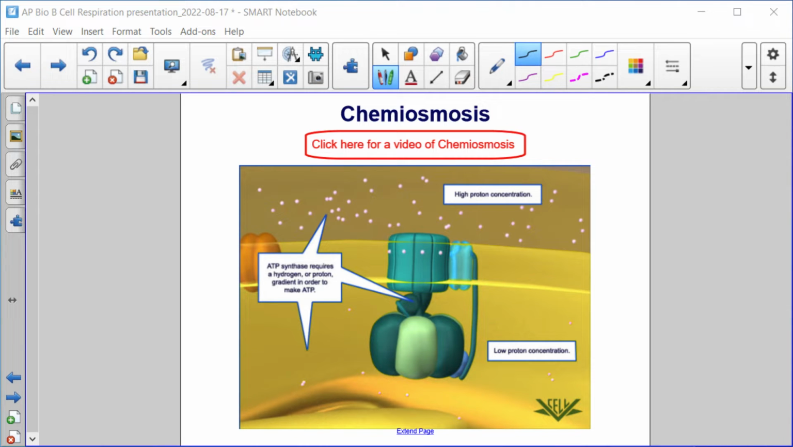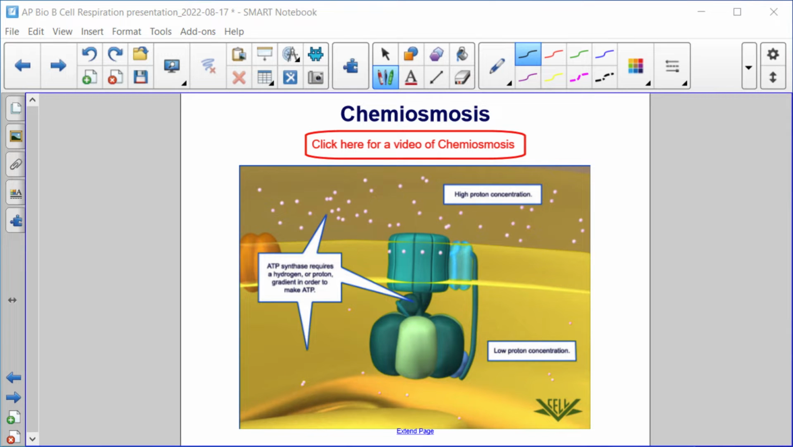Concentration gradients are a key component of the biological world. The potential energy from these gradients is often used to perform biological work. Here, we focus on hydrogen ion concentration gradients. Hydrogen ions are also known as protons. That's why in the image you see high proton concentration or low proton concentration.